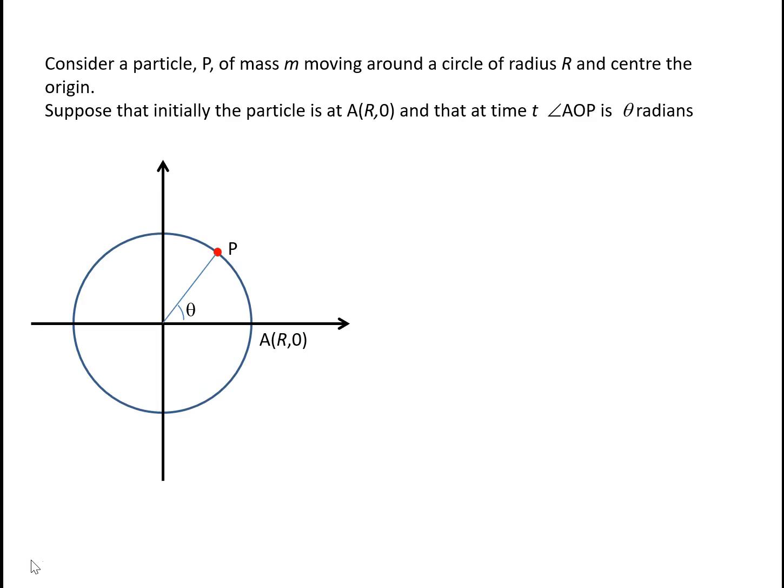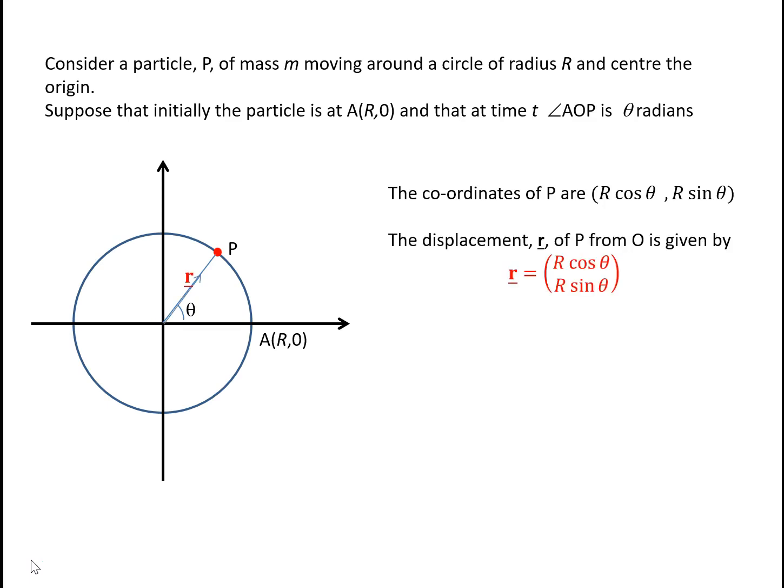Now this means that the position of the particle at time t is going to be (r cos theta, r sin theta), which means that the displacement of the particle P from the origin at time t is going to be the vector r, little r, where little r is r cos theta in the x direction, r sin theta in the y direction.